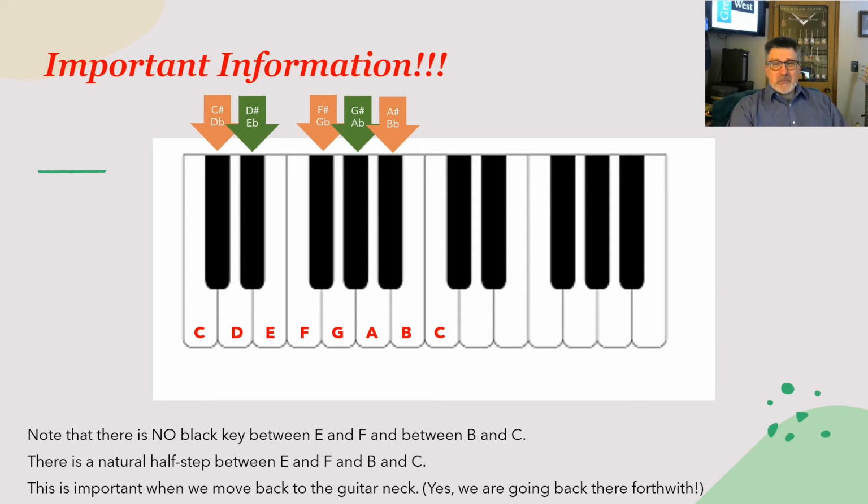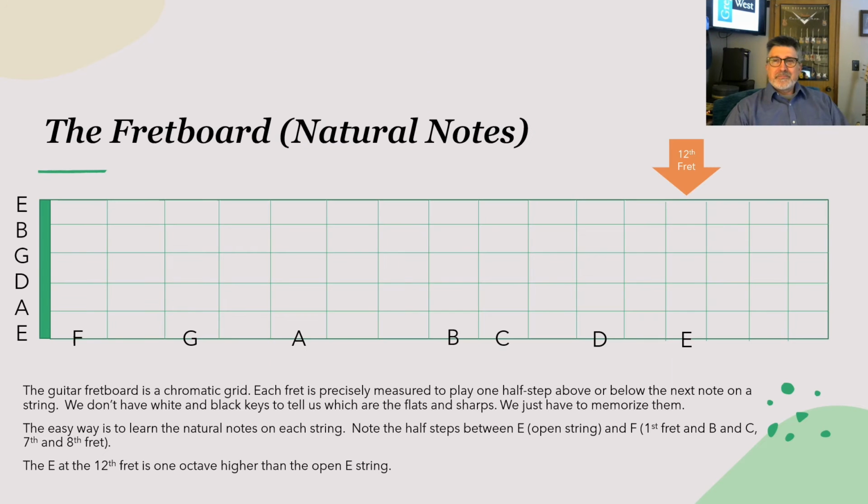Okay, this is important when we move back to the guitar neck, and we're going back there in just a second. Okay, here's our familiar fretboard for our guitar neck, and we're going to show you the natural notes, essentially what would be white keys on the piano. Now, our lowest sounding string on the guitar is the low E string, and if you're looking at the diagram, that is the string that is on the bottom here.